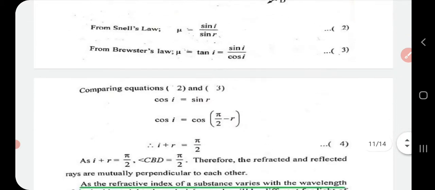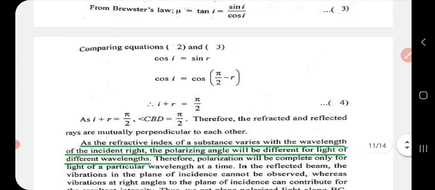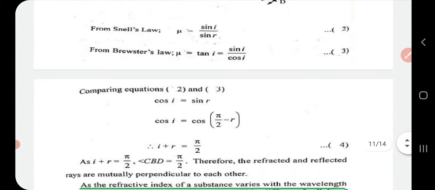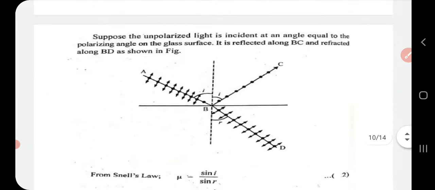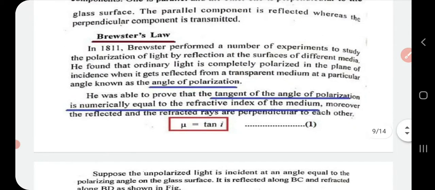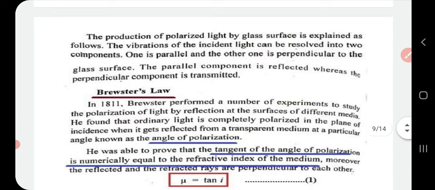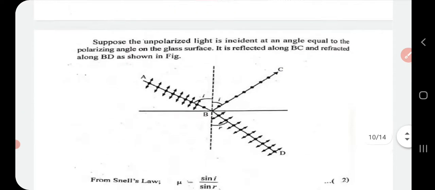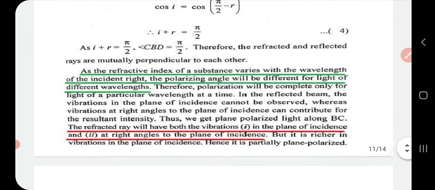So comparing 2 and 3, you get cos I equal to sin R. Now sin R is nothing but cos of 90 minus r. So from that you can write I plus r equal to 90, that is, refracted and reflected rays are mutually perpendicular to each other. So that is the proof. Okay, prove that refracted and reflected rays are mutually perpendicular to each other. Then you will get another definition, state Brewster's law, define angle of polarization, etc. So these are important.